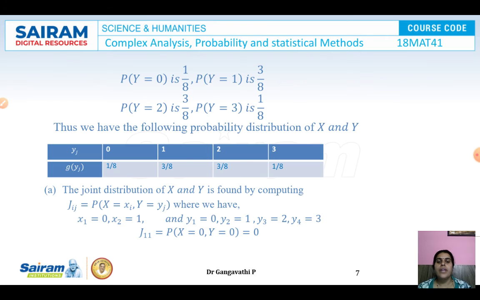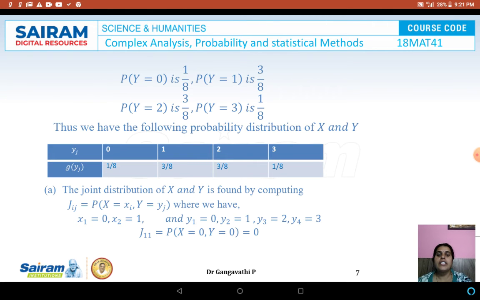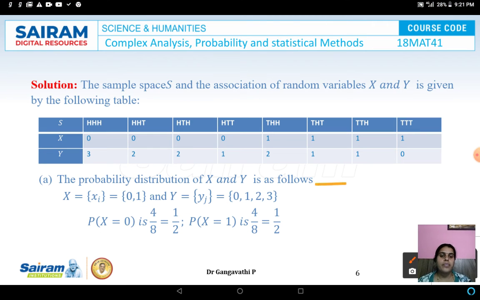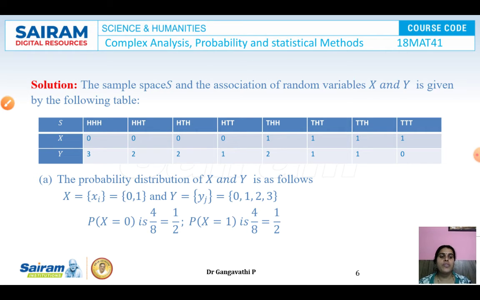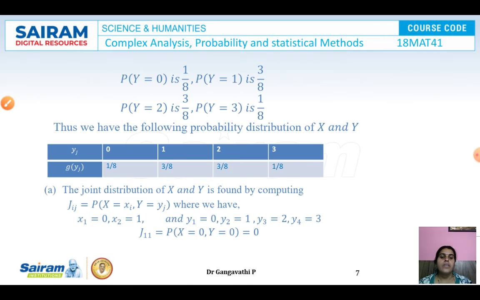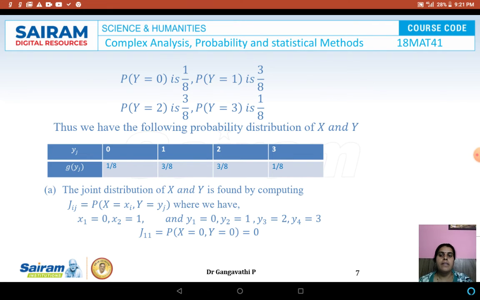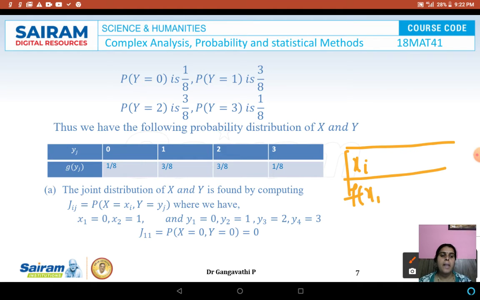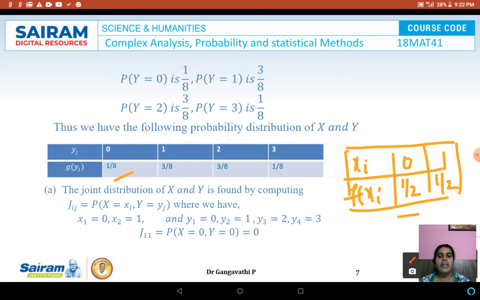I can also write down the probability distribution table for x. Here we have xi and f of xi. So x takes the values 0 and 1, and the corresponding probability values are half and half. Now you can observe f of x1 is half and g of y1 is 1 by 8.